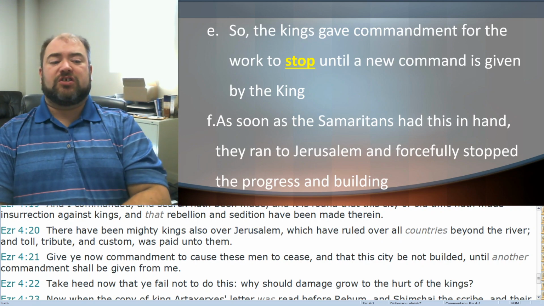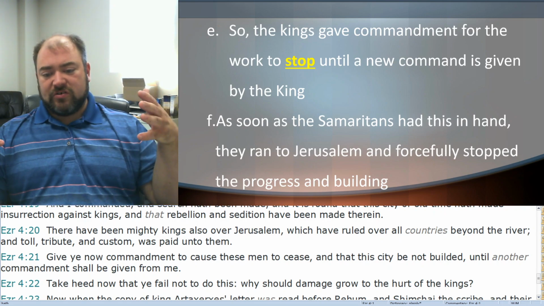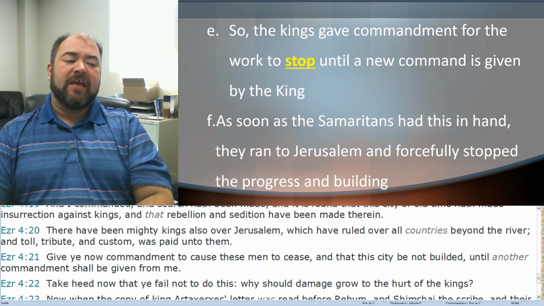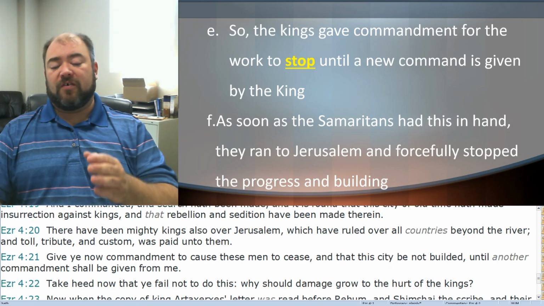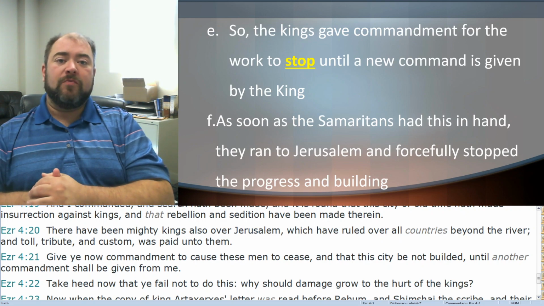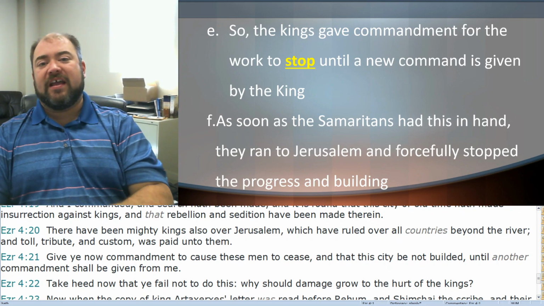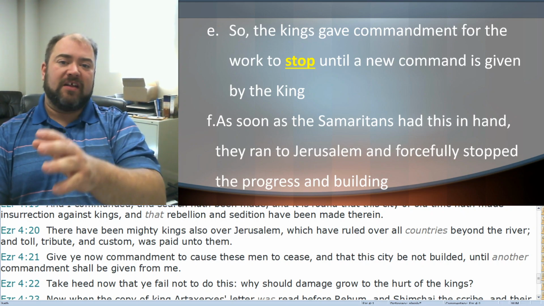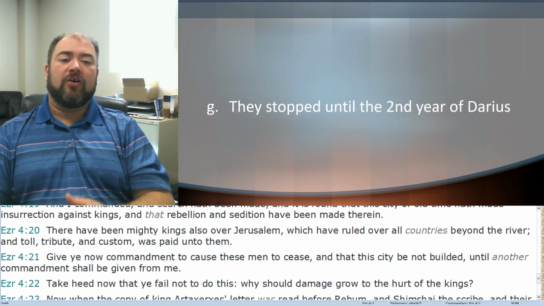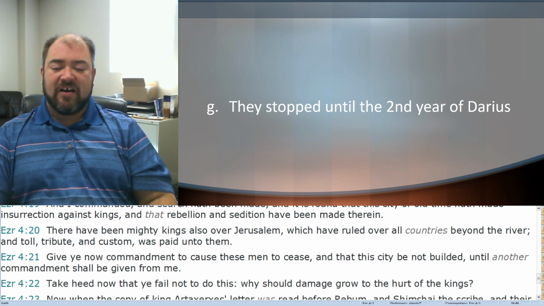And as soon as the Samaritans got this in their hand, as soon as they saw the letter, as soon as they had the information, they ran straight to Jerusalem and forcefully stopped the Jews from building, stopped the temple build, and they said, nope, you can't do this anymore. Here it is, signed from the king, and we got you to stop. And so they rubbed it in Judah's face, they rubbed it in Benjamin's face, and they said, you can no longer do it. They stopped it all the way until the second year of Darius.